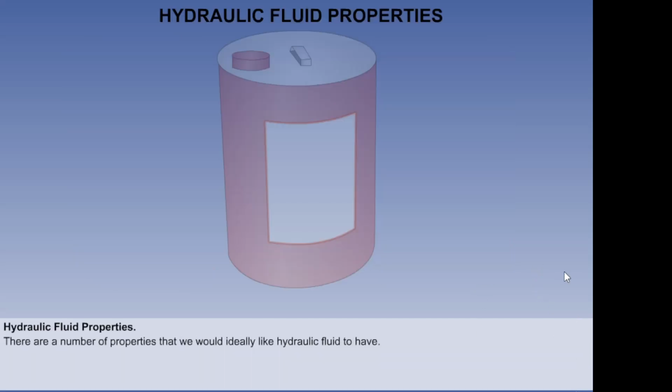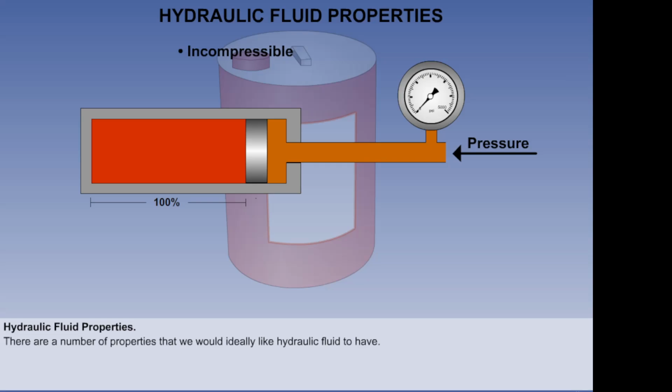There are a number of properties that we would ideally like hydraulic fluid to have. Firstly, it is essential that hydraulic fluid is relatively incompressible in its normal pressure range. That is, up to 276 bar or 4000 psi. This will ensure instantaneous operation of the services. In fact, almost all liquids have this property.